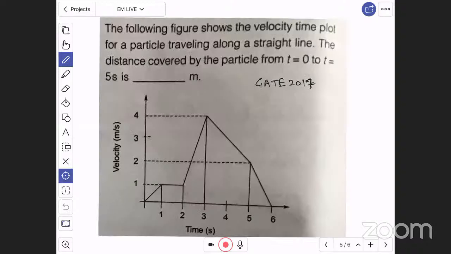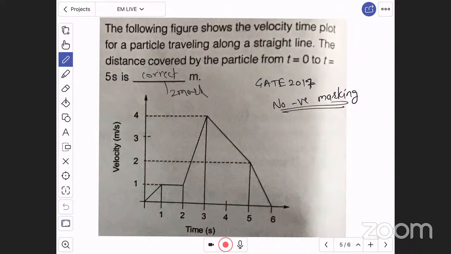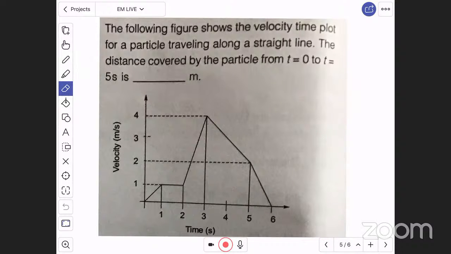Next question is on your screen. This question was GATE 2017, again for 2 marks. And again it is a fill in the blank question, which means this question will have no negative marking. If you type the correct answer, you will get 2 marks, and if your answer is incorrect, you will get 0 marks. This question was asked in GATE 2017. Now let us solve this question.